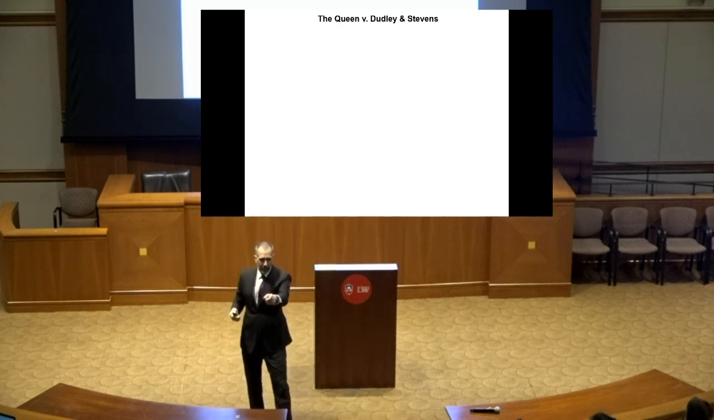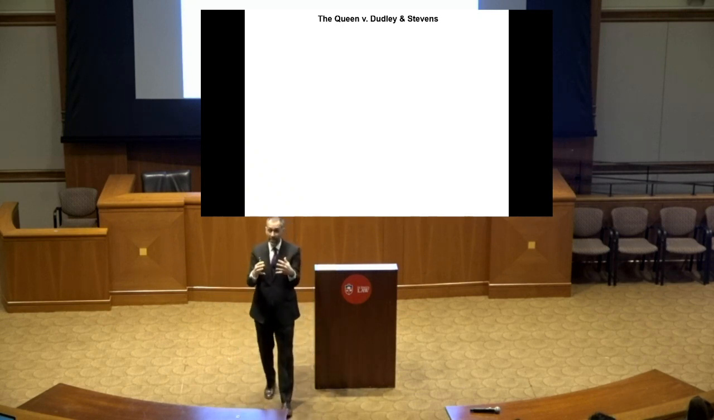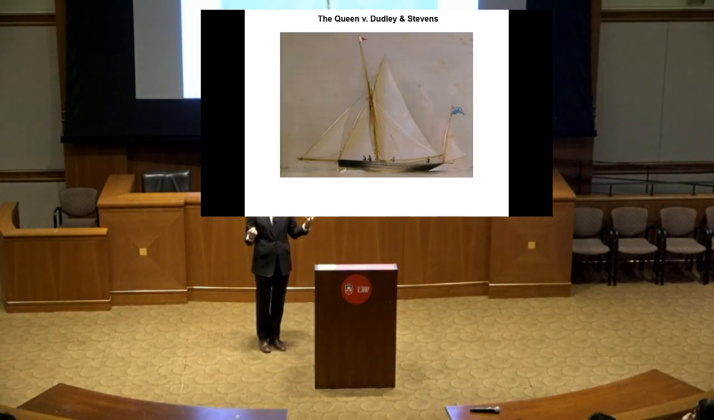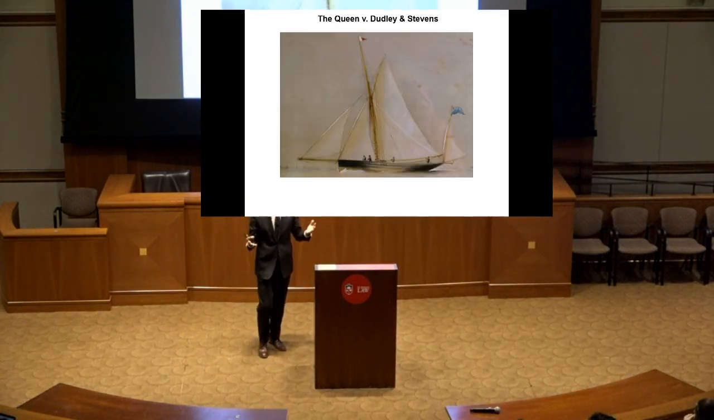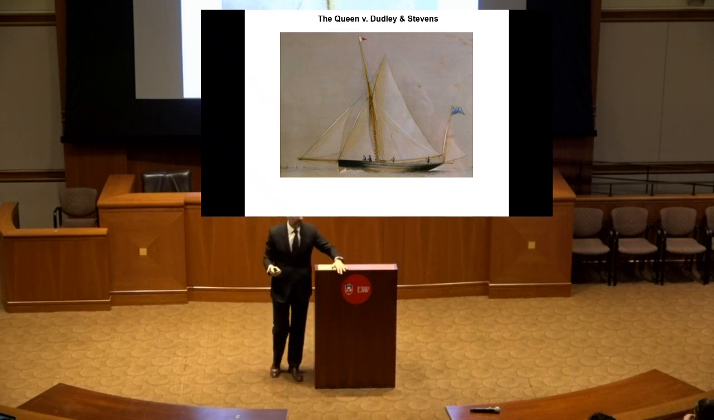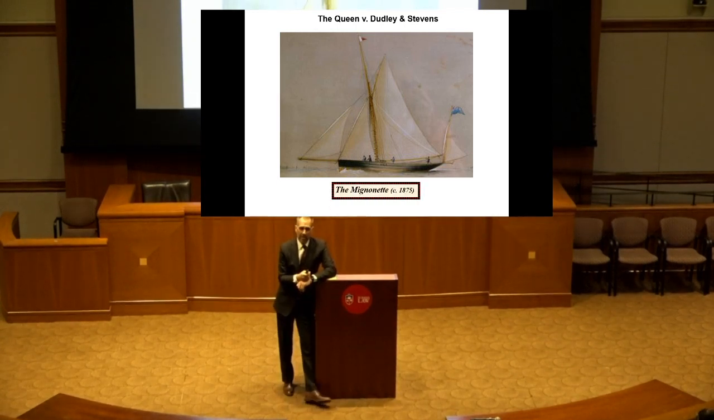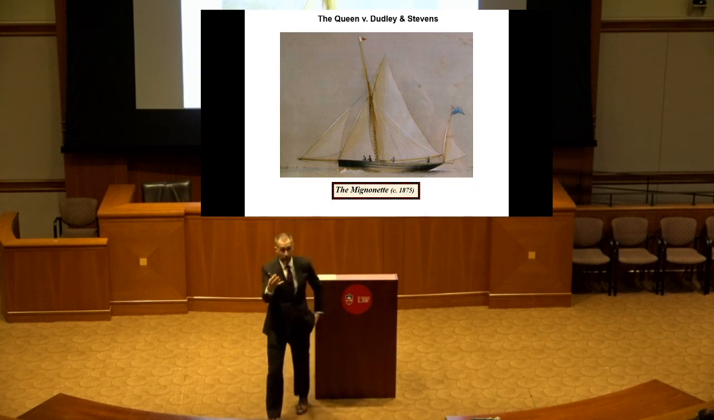Tell me your name again? Danielle. Danielle did a great job boiling down the facts to their essentials. Thank you. I want to fill out the facts a little more. There have been entire books written about this case because it frames the issues involved in criminal law so neatly for us. This is a painting, an oil painting of a yacht called the Mignonette. This is the boat that Dudley, Stephens, Parker, and Brooks were on.